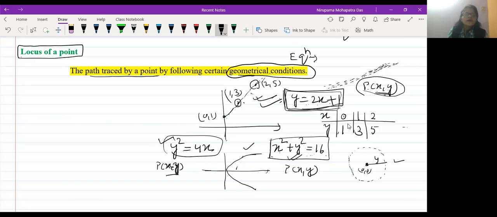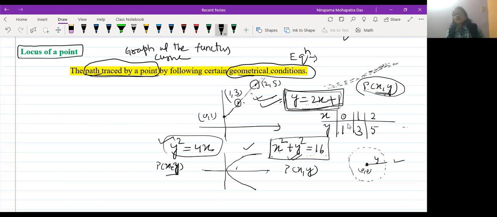And the path traced by the point is basically the graph of the function, or you can say the curve. So for any equation, the variable point has to come. Unless the variable point is there, unless the path is traced, you cannot have the equation.